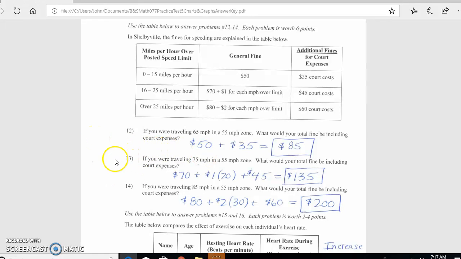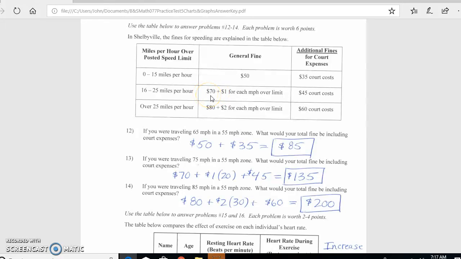Then on number 13, if you are traveling 75 miles per hour in a 55 mile per hour zone, what would be your total fine? What would your total fine be, including court expenses? Now 75 in a 55, that's 20 miles per hour over the speed limit. And 20 miles per hour would put us here between 16 and 25. So this is the row that we're going to be looking at.